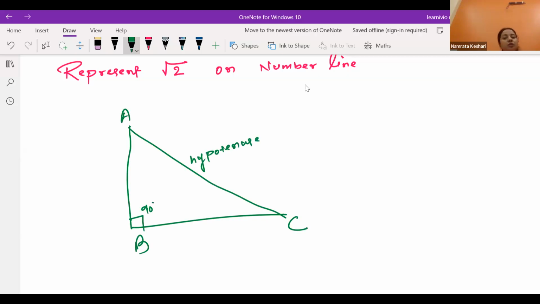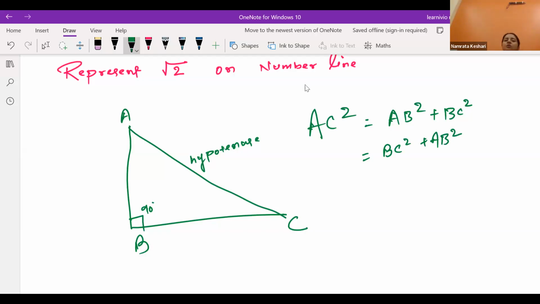So according to the Pythagoras theorem, AC square is equal to AB square plus BC square. That means hypotenuse square is equal to perpendicular square plus base square. You can also write it as BC square plus AB square, and it's the same thing. Base square plus perpendicular square, or perpendicular square plus base square. But the hypotenuse will be sitting on one side of the equals sign.